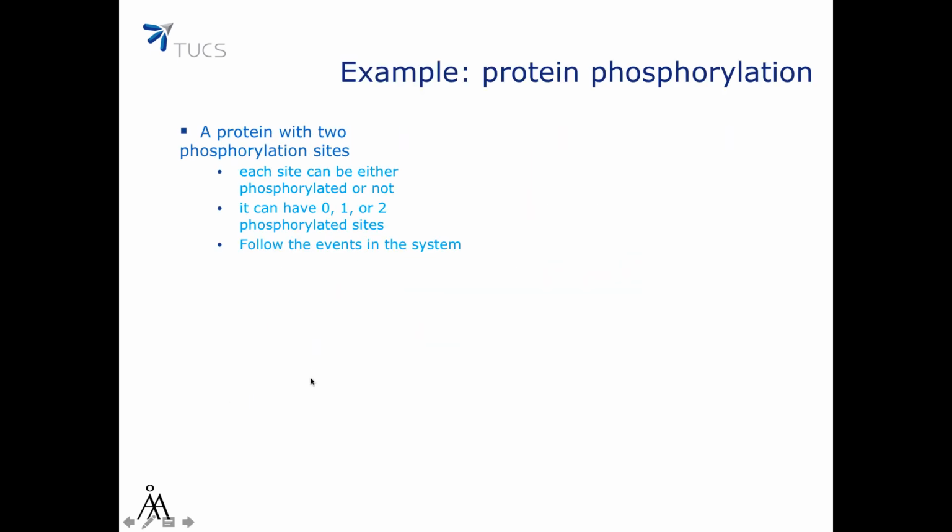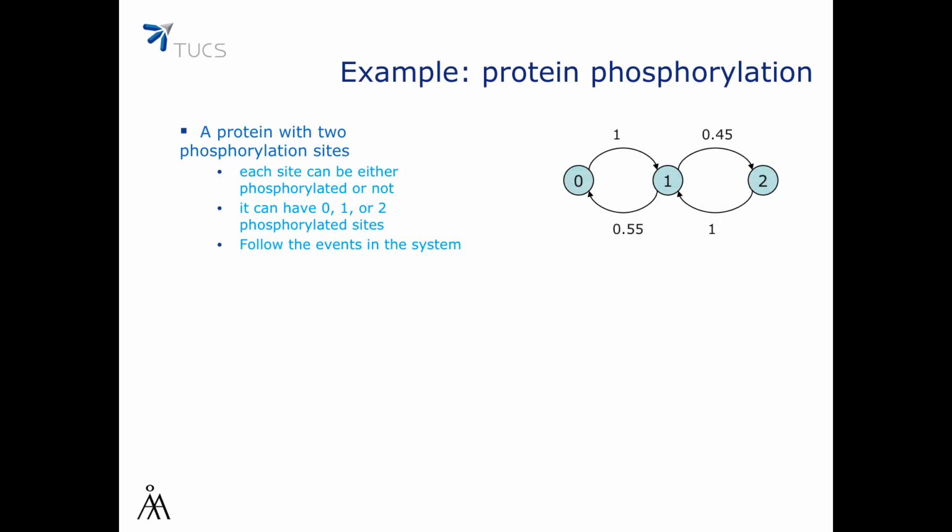Here is another example, a protein with two phosphorylation sites. And each site can be either phosphorylated or not. And so overall our protein can have 0, 1 or 2 of its sites phosphorylated. And we want to follow the events in the system.